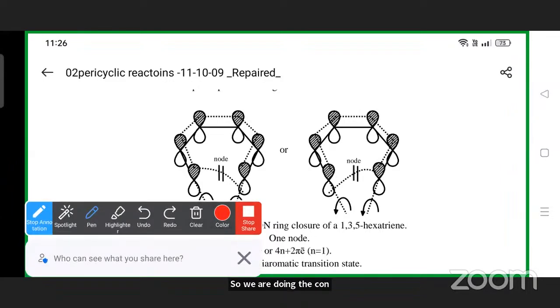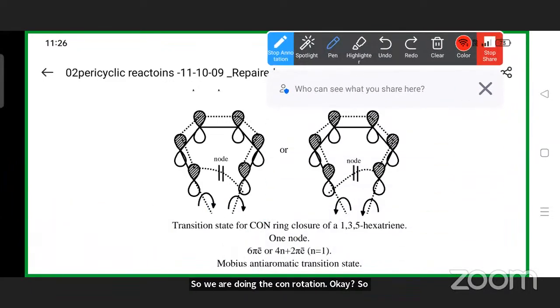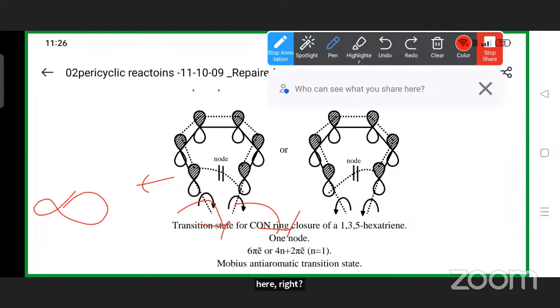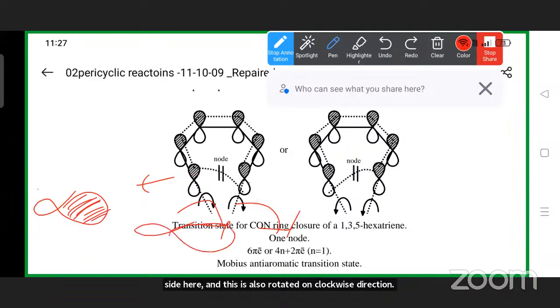Okay, so we are doing this conrotation. Conrotation means same side direction, same side orientation, means the rotation here, right? So then what happens here when you rotate this molecular orbital in the same direction, right? So then you can observe like this here, right? So this comes here. Okay, when you rotate this, this lobe comes this side and the unfilled lobe comes this side here, and this is also rotated in clockwise direction. So then you will get like this here, right?